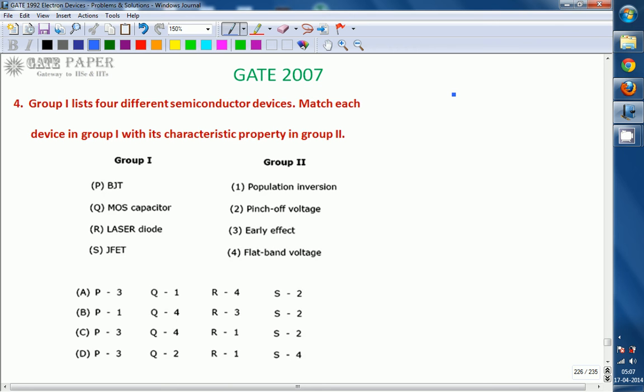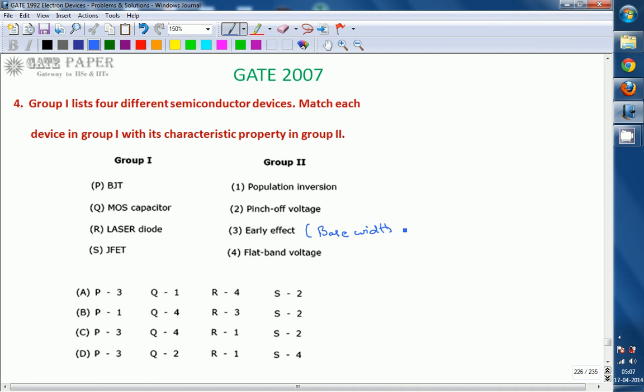Group 1 consists of BJT, MOS capacitor, laser diode, JFET, whereas group 2 consists of population inversion, pinch off voltage, early effect, flat band voltage. So we are going to match group 1 with group 2. We know that the early effect is also called base width modulation.